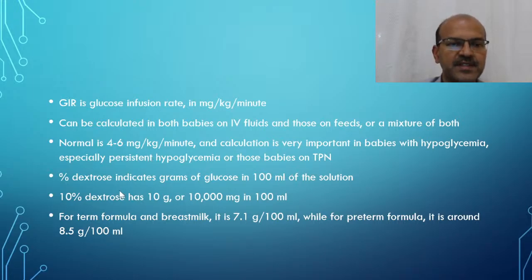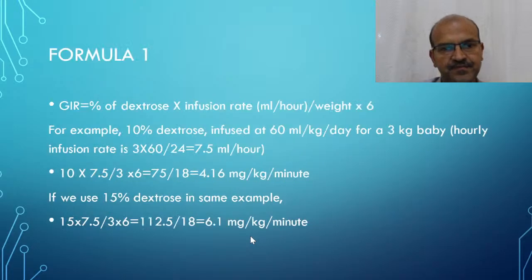The percent of dextrose indicates the gram of glucose in 100 ml of the solution. So if you say 10% dextrose, it has 10 grams or 10,000 milligram in 100 ml, and if you say 25% dextrose, it has 25 grams or 25,000 milligram in 100 ml. In terms of feeding, for term formula and breast milk, it's usually 7.1 grams, which is equivalent to 7% dextrose, and for preterm formula it's around 8.5 grams per 100 ml. So you have to remember this if you want to calculate the GIR for feeds.